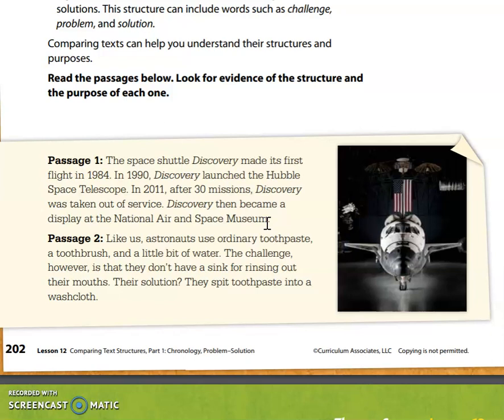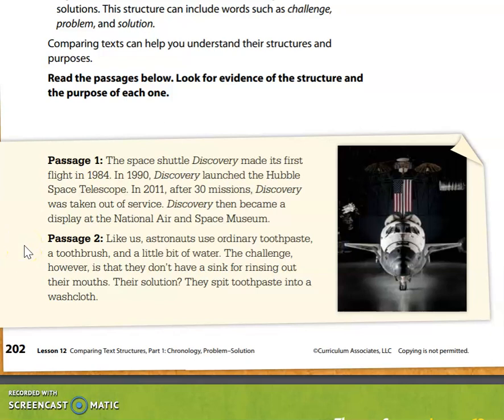Let's read passage number 2. And as I'm reading passage number 2, I want you to ask yourself those same questions. Did it give us events in order, or did it give us a problem and then give us the solution to that problem? Passage number 2.